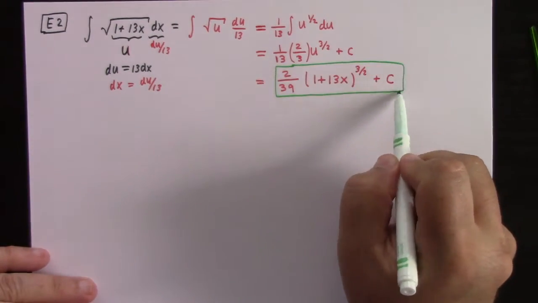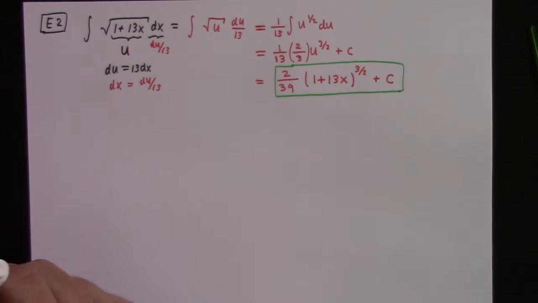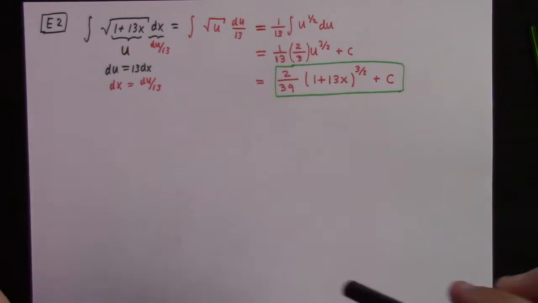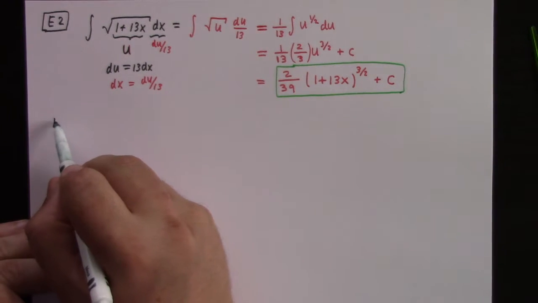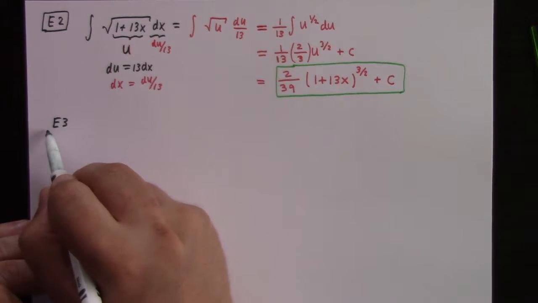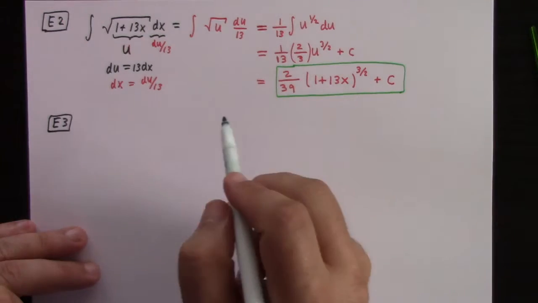So obviously the question is largely, how on earth do you figure out what to make the u, and does this always work? And the answer to both of those questions is you have to practice.